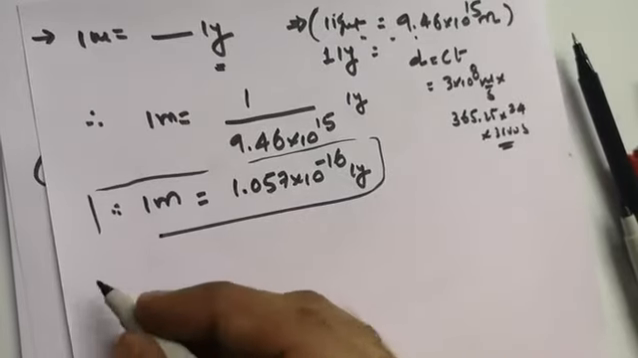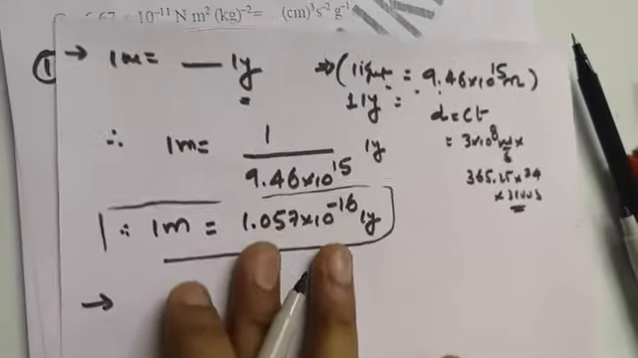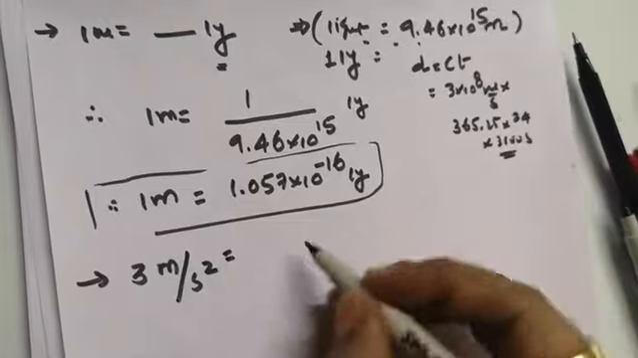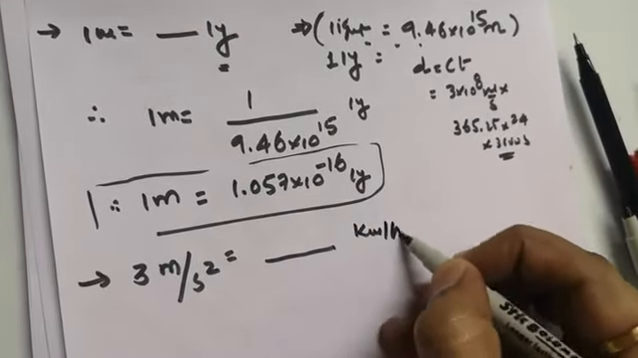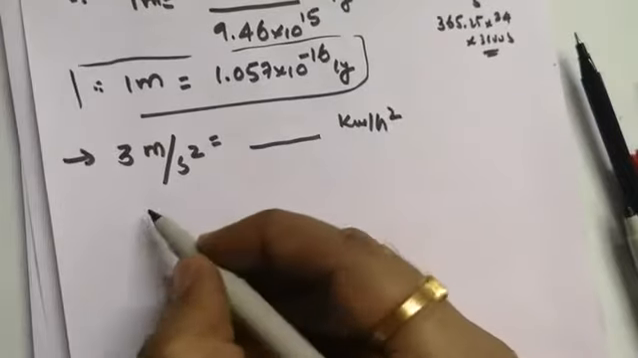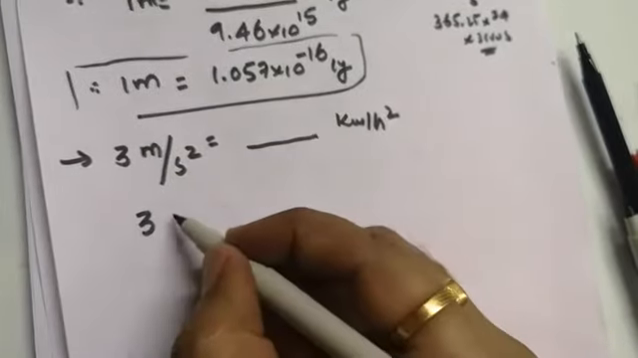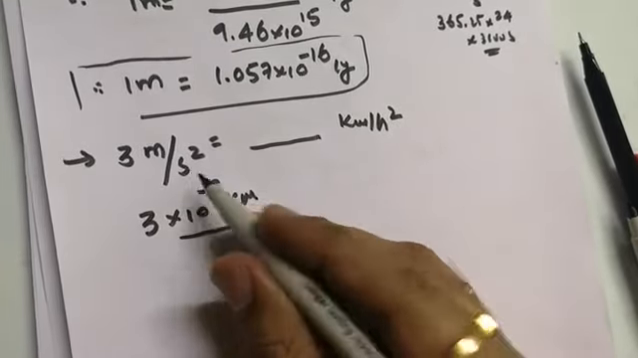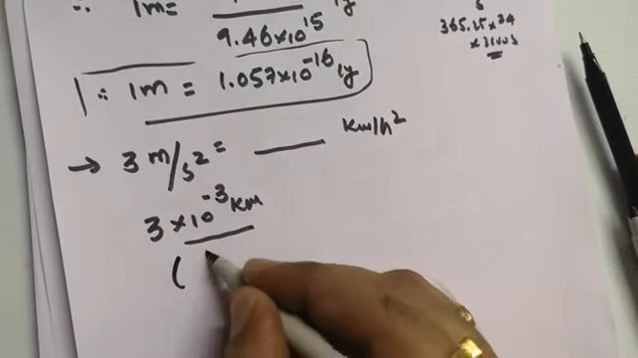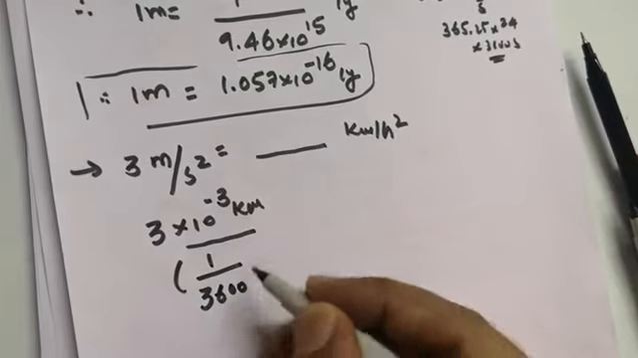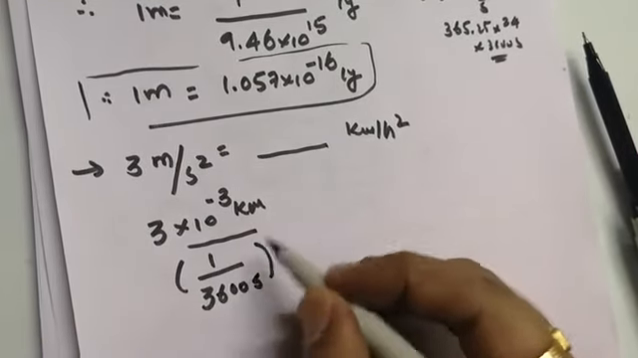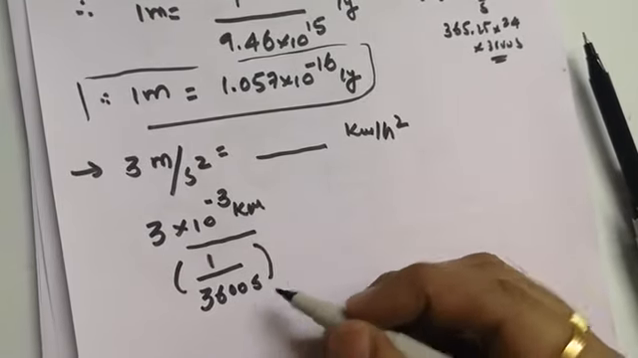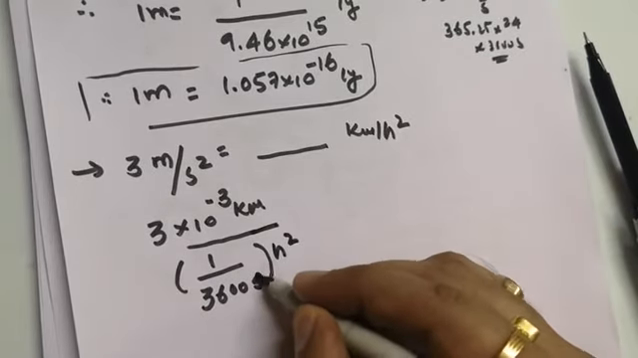So this is actually a distance. The third one is given to me: I have 3 meter per second square, and I want to convert it in terms of kilometer per hour square. You are aware that I am converting a smaller to a larger unit. So meter is converted to 10 to the power minus 3 kilometers. And for second, the conversion is to hour. So 1 upon 3600 second is now converted into hour. So I can just say 1 upon 3600, and that is how it is called hour square.